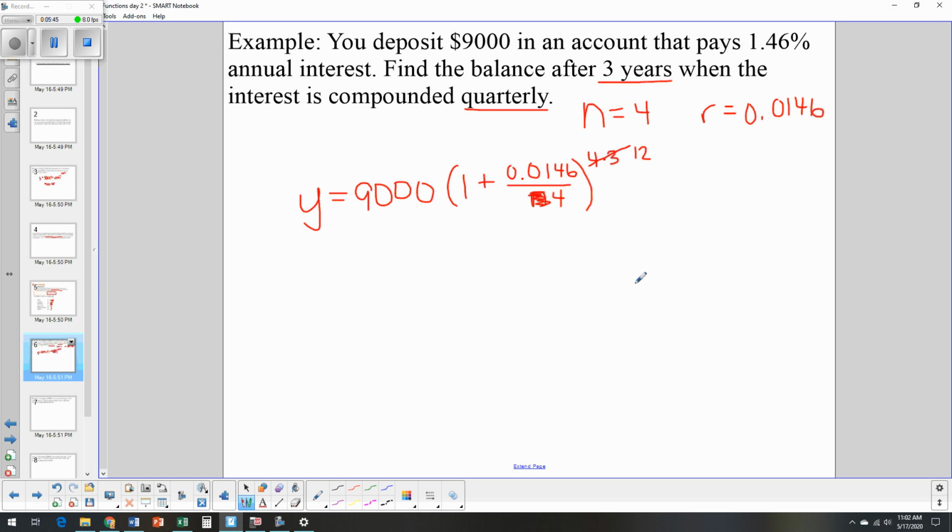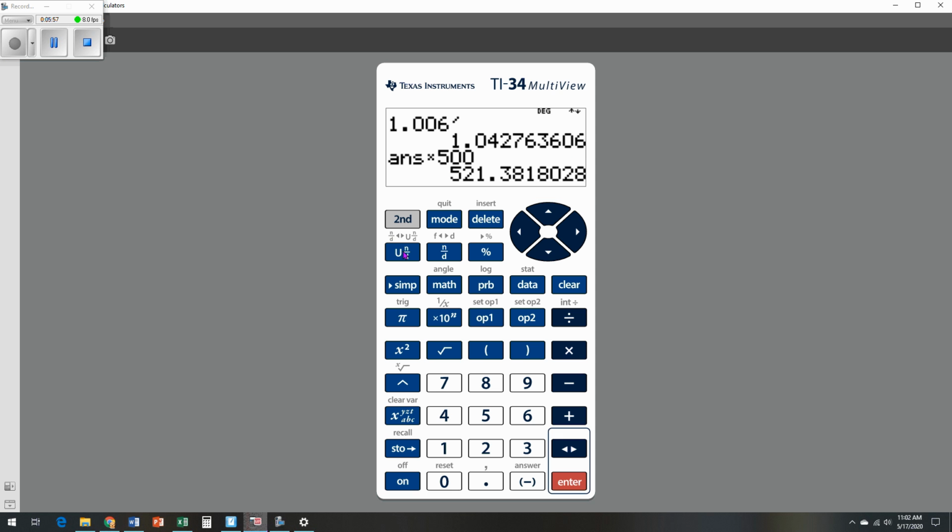Now the steps we do this are actually very important. We're going to keep everything in the calculator the entire time. We're not going to switch back and forth between writing it down. I don't need to see every step. So I'm going to go to the calculator now, and I'm going to type this in inside out. From the inside of the parentheses, we had 1 plus 0.0146 over 4. So I'm going to do the 0.0146 over 4 first, and hit enter. I'm going to get an answer for that.